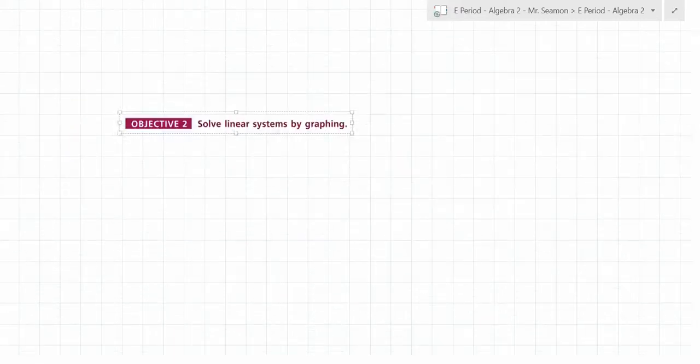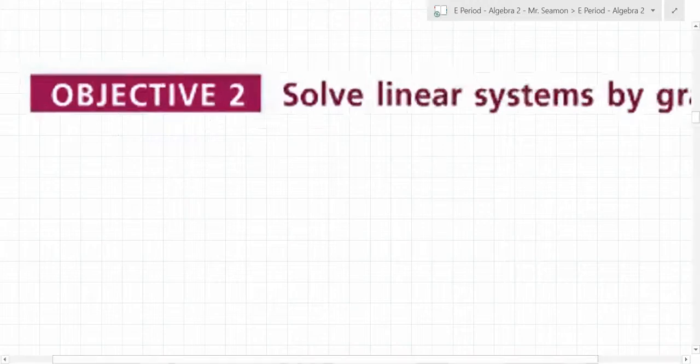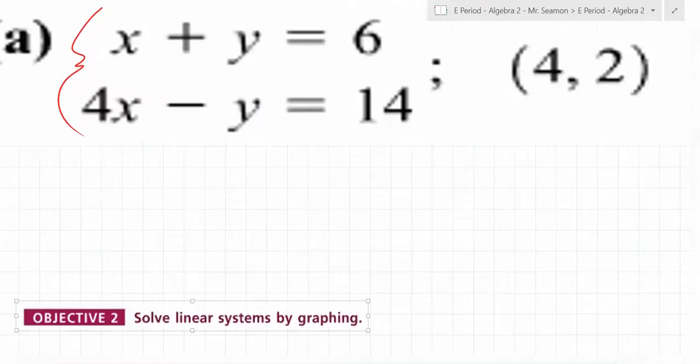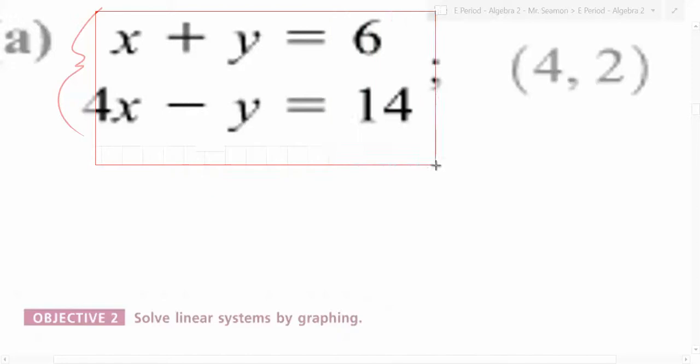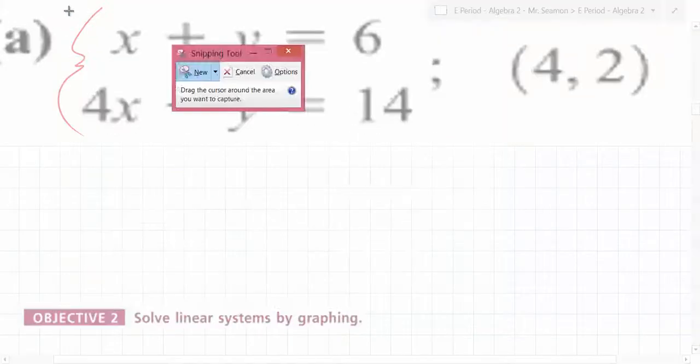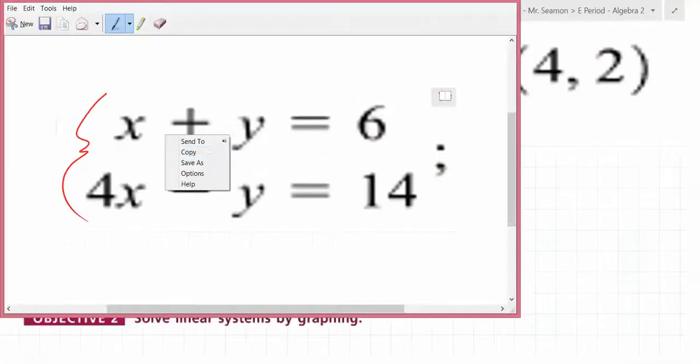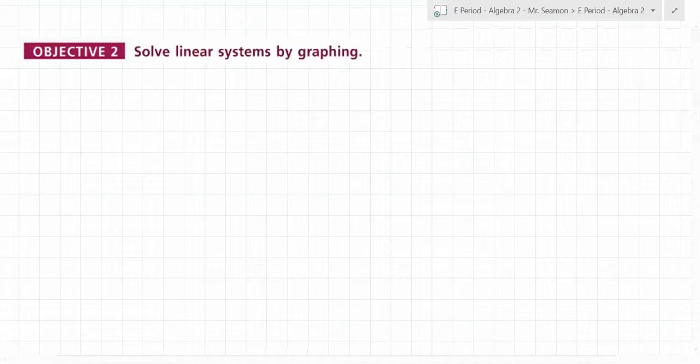Okay, so let's say you had one of these linear systems. Let's say we had this linear system right here. Let's just say we had this one. So we had x plus, well, I clipped that wrong. Let's say you had x plus y equals 6 and 4x minus y is 14.